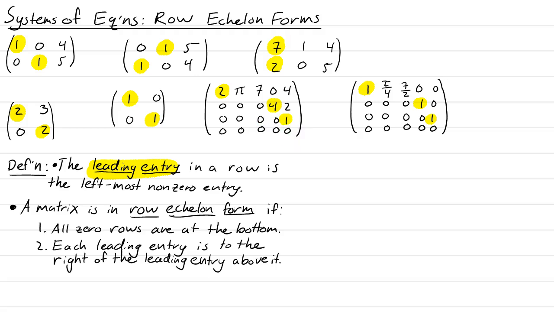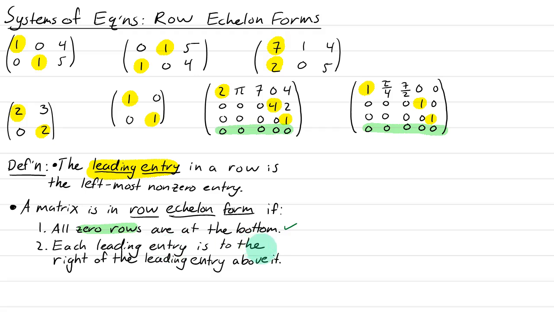And if it's all zeros, there's just no leading entry there, like we have with these last two. Okay, so now a matrix is in row echelon form if all of the 0 rows are at the bottom. So a 0 row is like what we have here. They need to be written at the bottom of the matrix. So we've got that. Those are the only 0 rows here. So that sounds good.